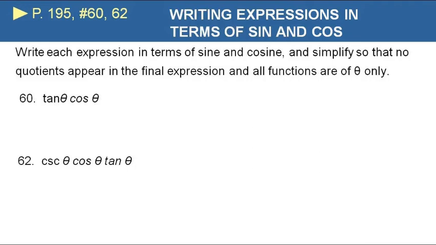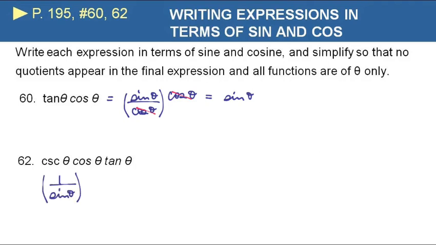So let's start by changing tangent to a sine over cosine form. That's a quotient identity that lets us do that. And then, tangent times cosine becomes sine over cosine times cosine. Of course, the cosines will simplify, and we're left with sine of theta. For the next one, we'll use a reciprocal identity to change cosecant into 1 over sine. Cosine can stay the way it is, and tangent is sine over cosine. Now, your cosines will simplify, and your sines will simplify, and that leaves simply 1.